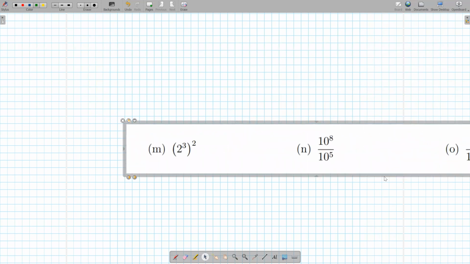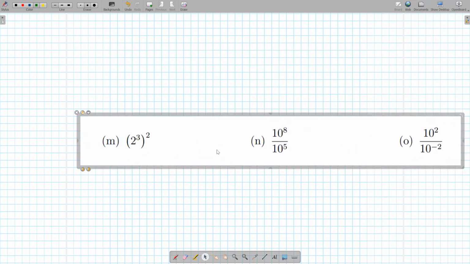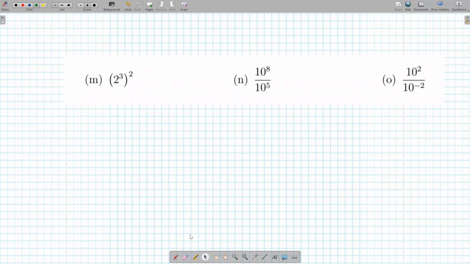Let's look at these ones. So when you have a double exponent, like an exponent with an exponent, you multiply them, okay? Like in the last question, we added them, but in this case, you would have to multiply them for m. What do we get? 2 to the power of 6. Easy, right? What about n?